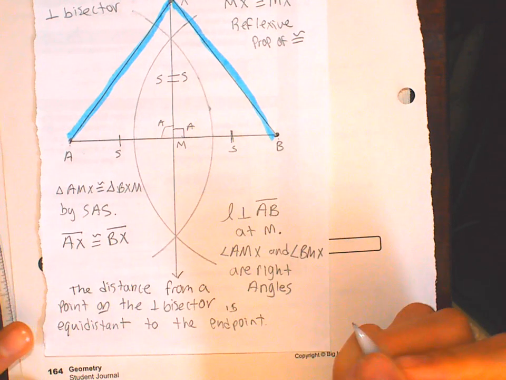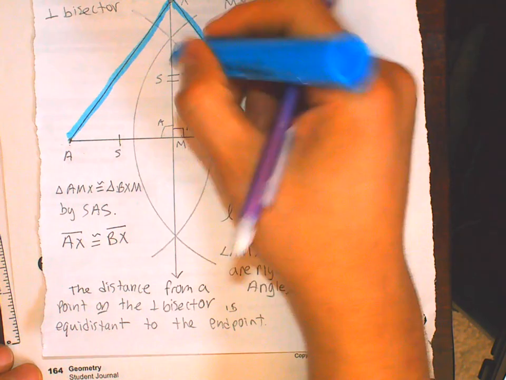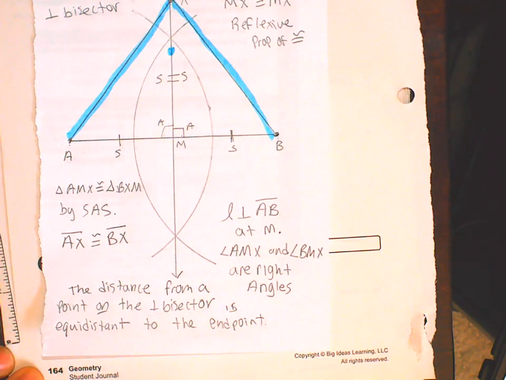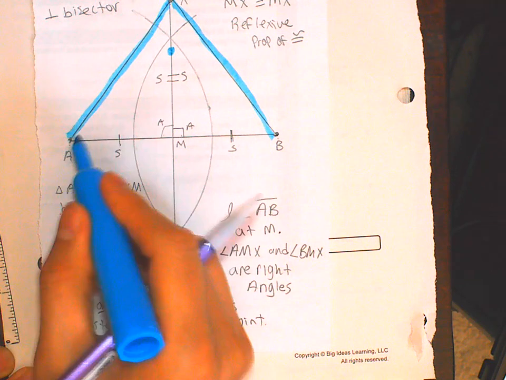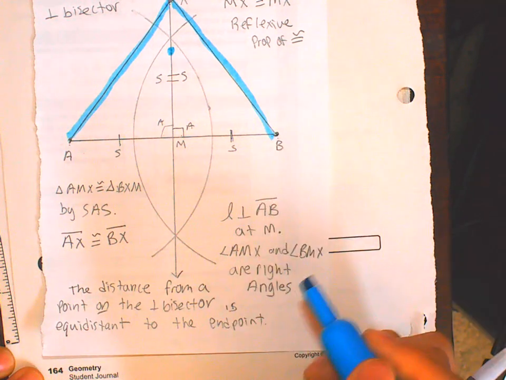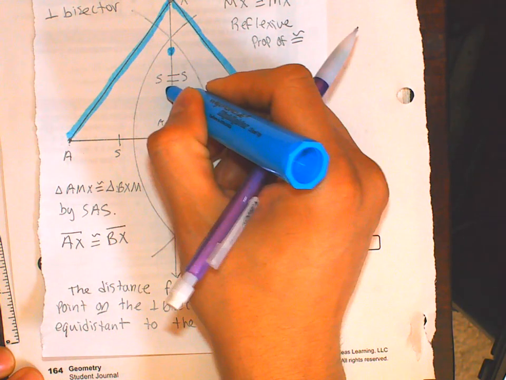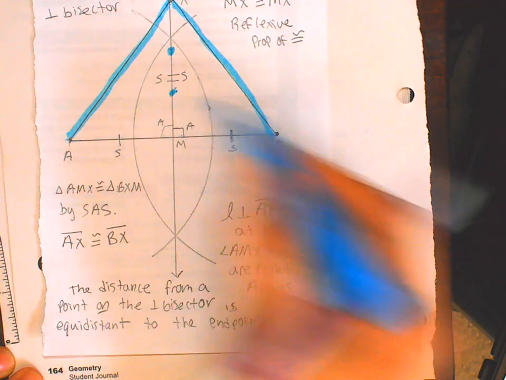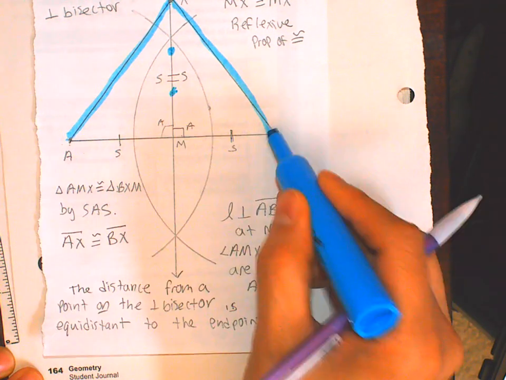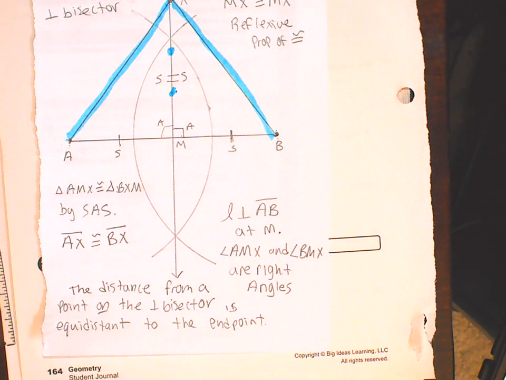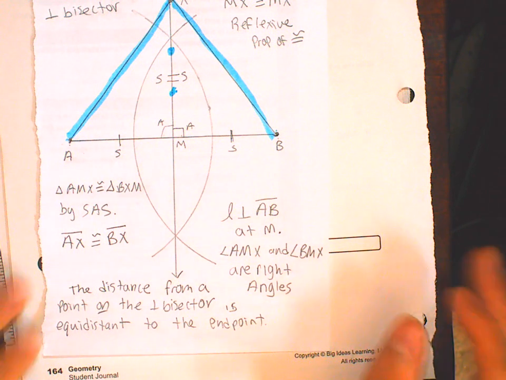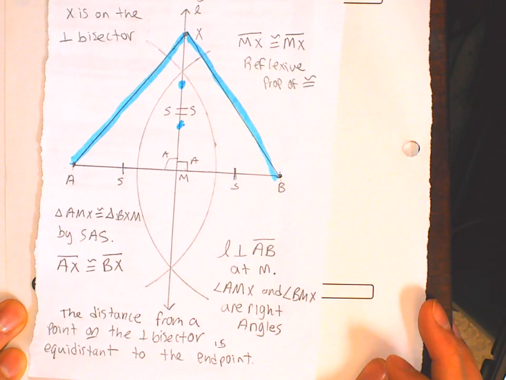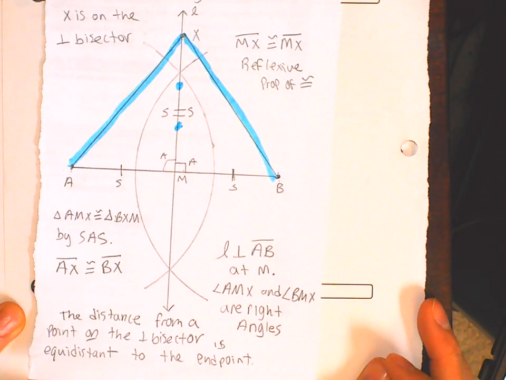Well, what does that mean? That means that if I have a point, say right there, the distance from that point to A is the same as the distance to point B. If I have another point right there, the distance from that point to A is the same as the distance from this point to B. And that is going to be our first conjecture, which will lead into a theorem. Once again, this is the perpendicular bisector of a segment.